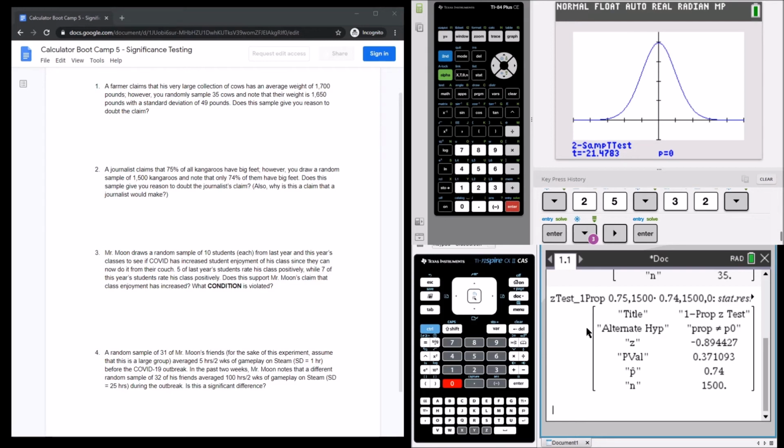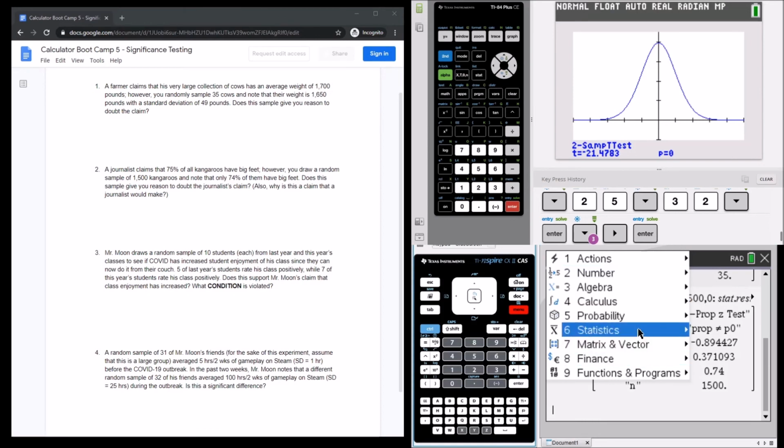So let's look now at number 3. Here, Mr. Moon is drawing a random sample of 10 students from last year's crew and this year's crew. And we're going to see if student enjoyment of my class has increased this year now that students can do it from their couch. So last year, 5 out of 10 rated it positively. This year, 7 out of 10 rated it positively. That seems like an increase, but let's see if it's significant. And we want to see if this has actually increased enjoyment. So we're going to need to look carefully at our alternative hypothesis.